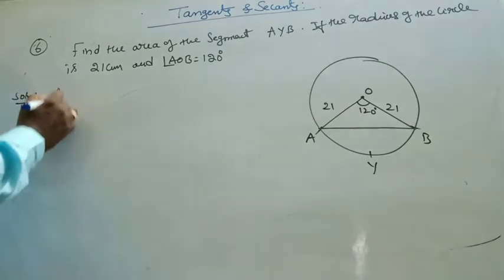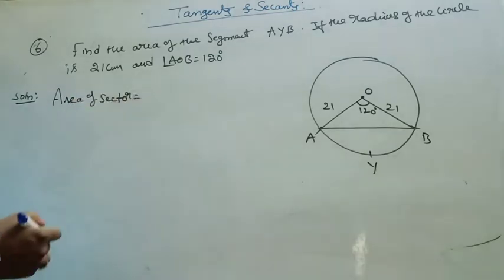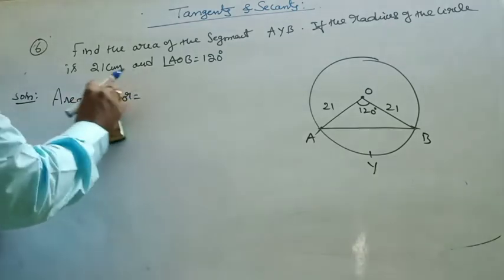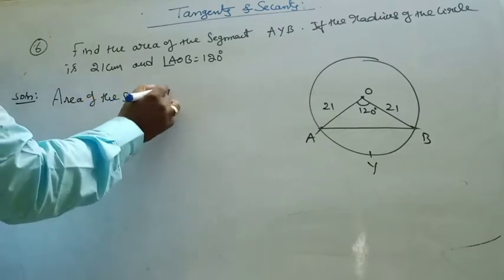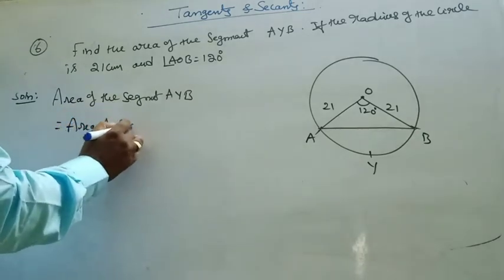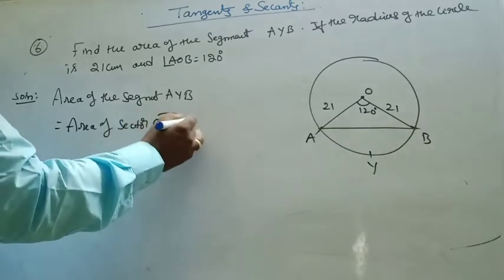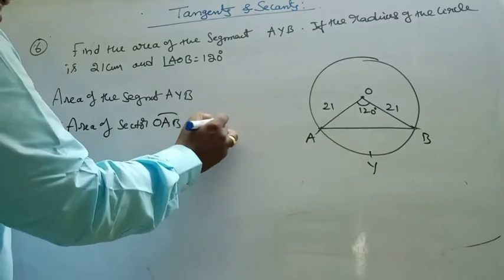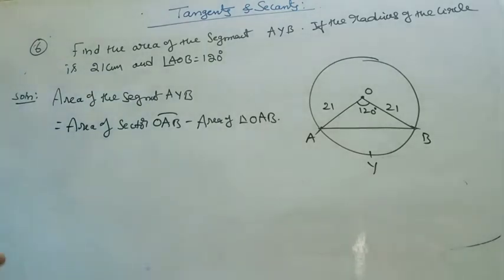Actually, we need to find the area of the segment AYB. This is equal to the area of sector OAB minus the area of triangle OAB. Let us find these two things and subtract, then we will get our answer.